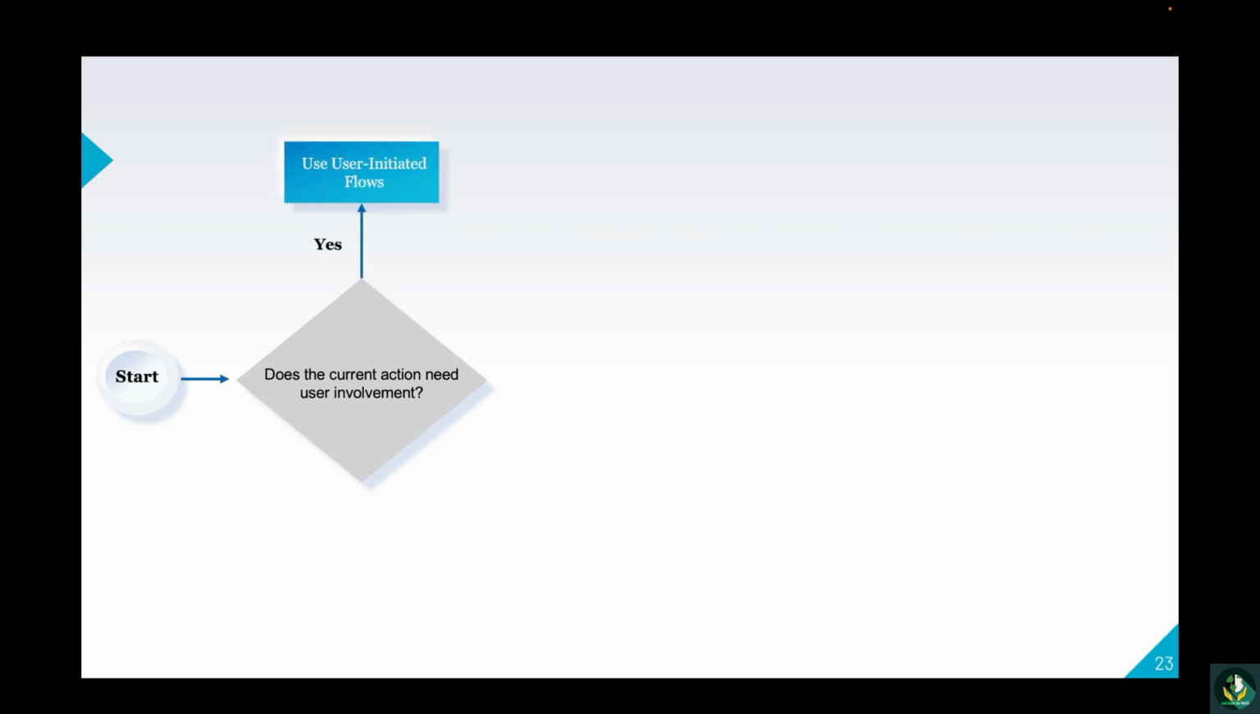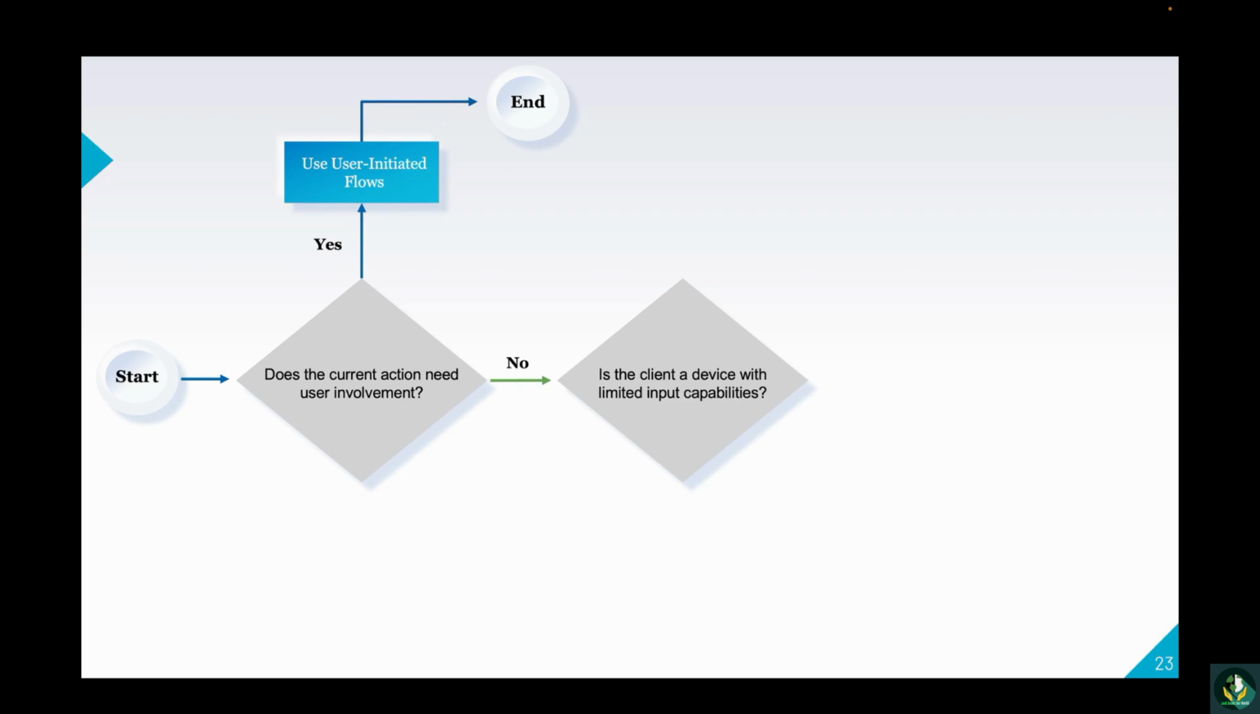Now let's quickly recap everything by walking through a decision tree that helps determine if the client credentials flow is the right choice for your use case. We start with the first essential question. Does the current action need user involvement? If the answer is yes, meaning the action requires direct user interaction or consent, then user-initiated flows are the right choice, and we stop here. If the answer is no, we move on to the next question.